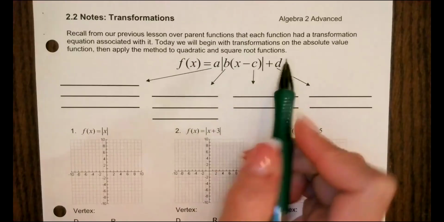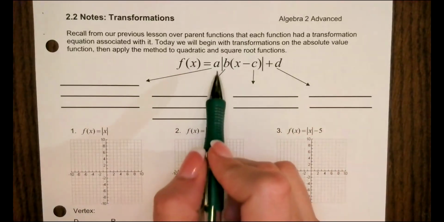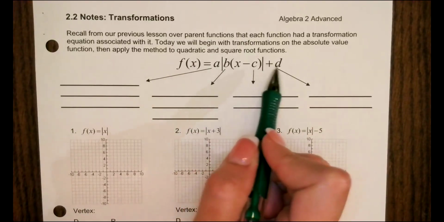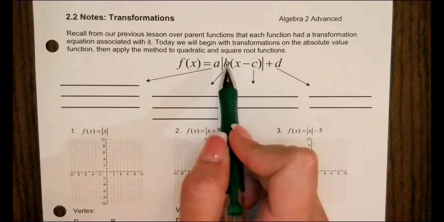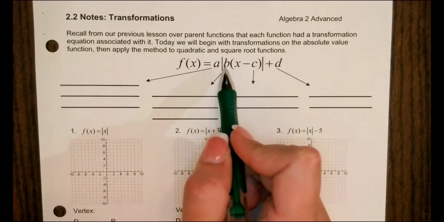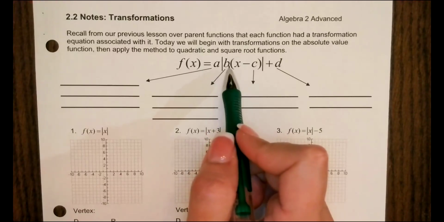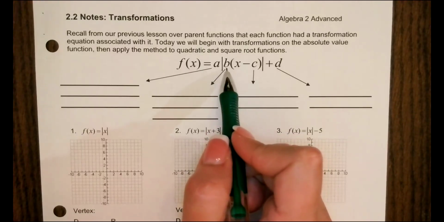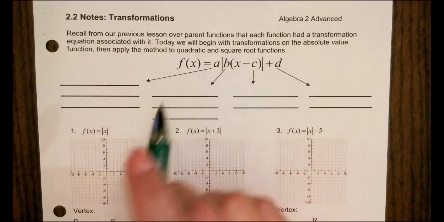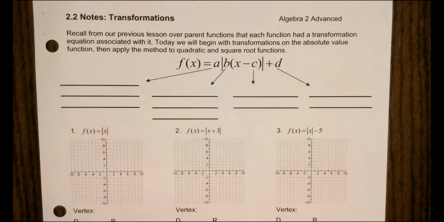Each one of these does something different to the graph. In Algebra 2, we'll mostly focus on A, C, and D because B doesn't make as much sense with our Algebra 2 functions. When you get to pre-cal, though, B will make a lot of sense with those functions that you deal with there. To start us off, I'm going to go ahead and share my screen here for the calculator.